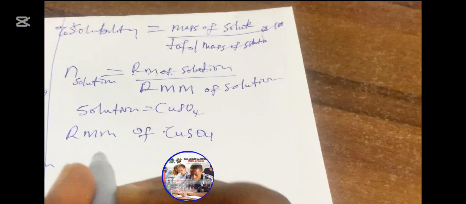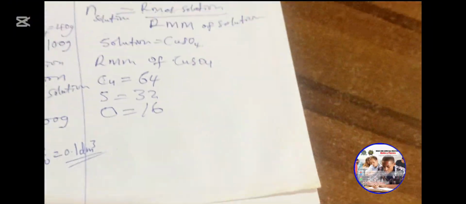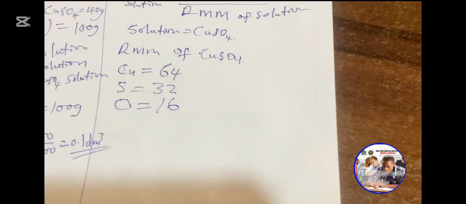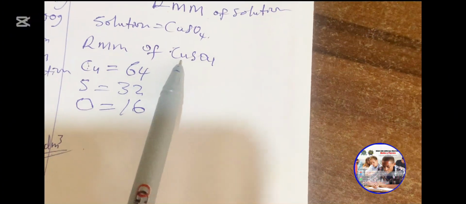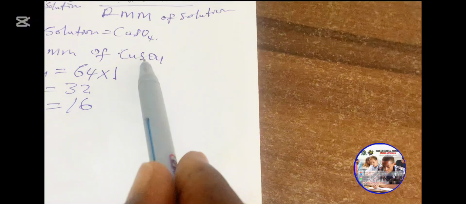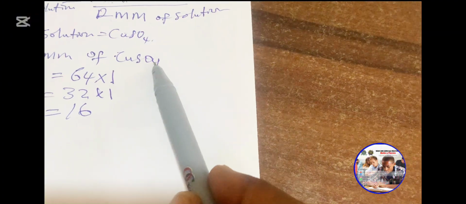From the equation, we are given the molar masses of each of the elements. The molar mass of copper they gave us as 64, sulfur as 32, and oxygen as 16. Now the next thing is to know the quantity of each element in the compound. We have one copper, so times 1. We have just one sulfur, times 1. And we have 4 oxygen, so times 4.